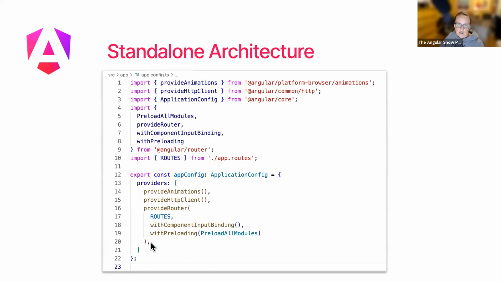So this is just kind of what the bootstrapping looks like. This is the configuration file. It provides all these functions that you can pass in to set up various parts. So in this case, this application would actually have the router module included. In addition, it'd have the HTTP client and the animations.